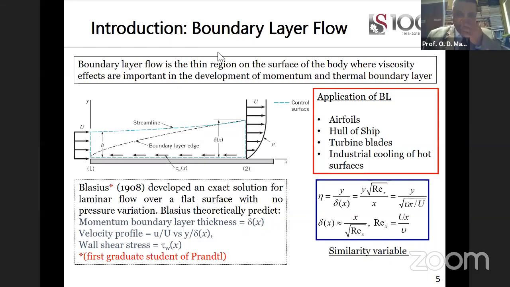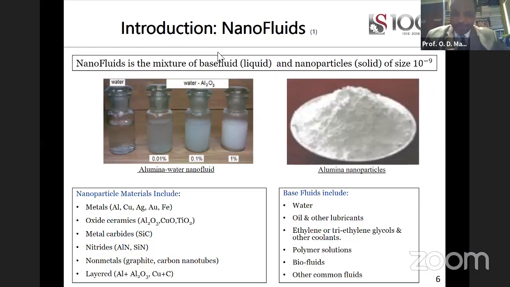Also, what is nanofluid? As a part of the introduction, nanofluid is basically a mixture of nanoparticles and base fluid. When you want to cool a surface, it is well known that you can use a conventional fluid to cool a surface, like water, oil, ethylene glycol, polymer solution, biofluid, and so on. All these are liquids or fluids.